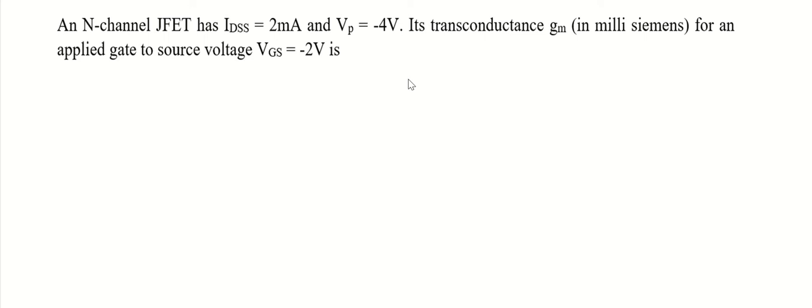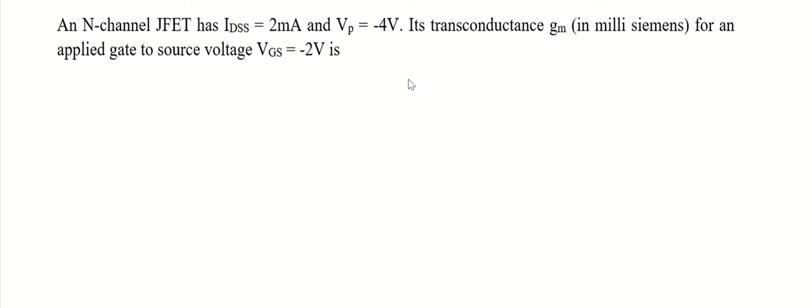Next question is, an N-channel JFET has IDSS equal to 2 milliamps and VP equal to minus 4 volt. Its transconductance in millisiemens for an applied gate to source voltage VGS is. Okay, so here the IDSS is nothing but the drain saturation current and VP is the pinch off voltage.